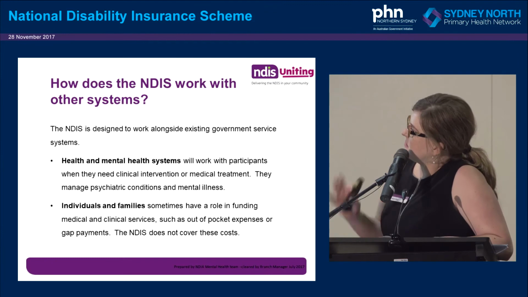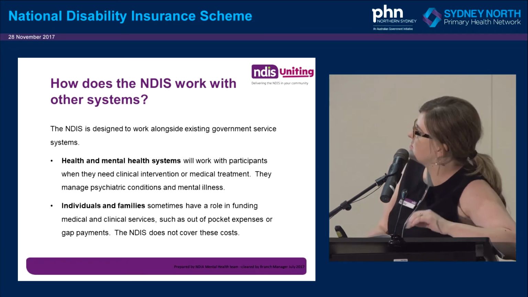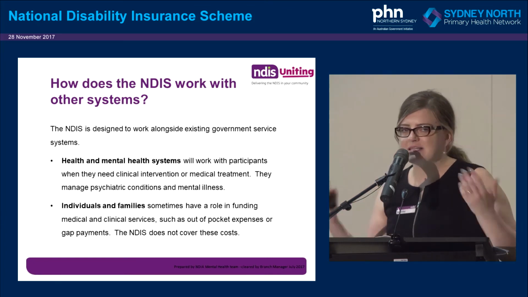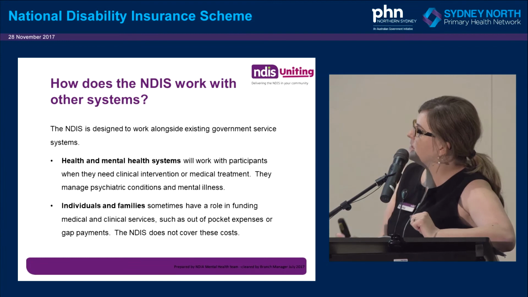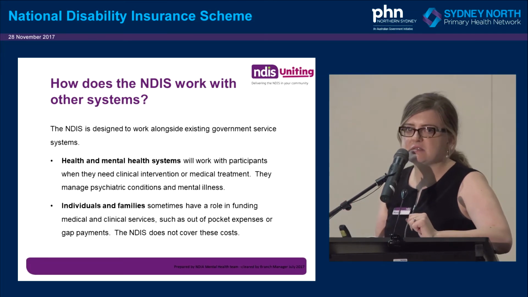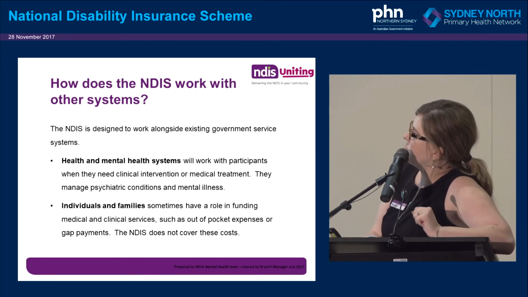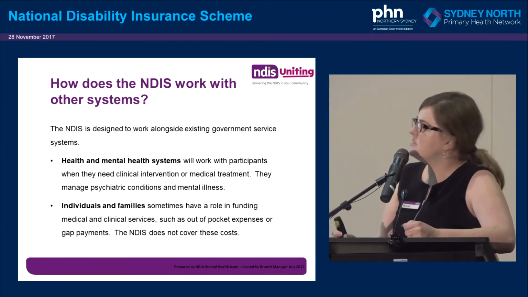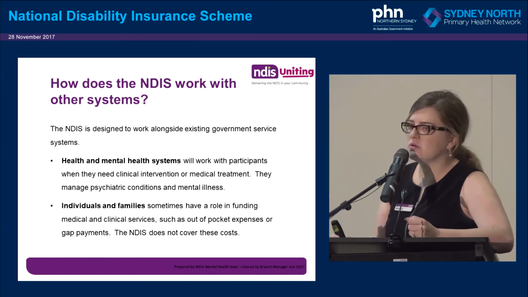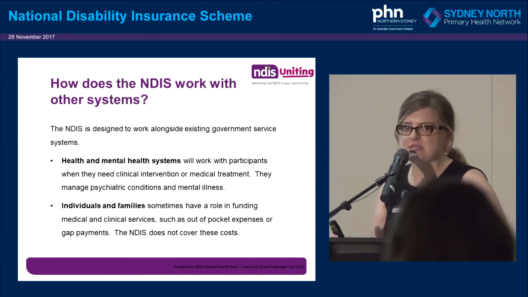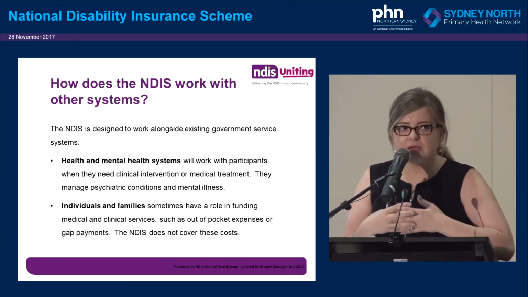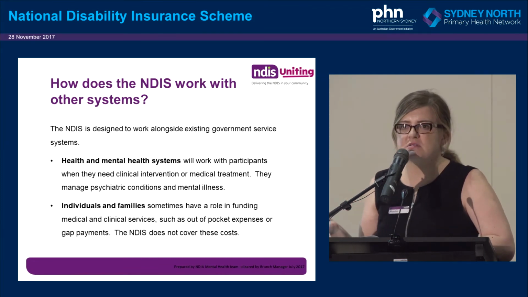I think this slide really defines what health and mental health systems will continue to work with participants on. So whether they are an NDIS participant or whether they're a typical Australian that just happens to access the health and mental health systems, as part of the legislation that is in place for all the different funded mainstream services. In this case, they will need to provide clinical intervention or medical treatment. So in terms of mental health, for example, health and mental health systems will continue to manage psychiatric conditions and mental illness. But we can talk a little bit about how the NDIS will actually work in collaboration with those systems to make sure that that person meets their goals, their outcomes.